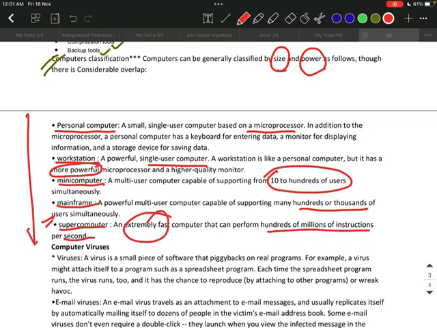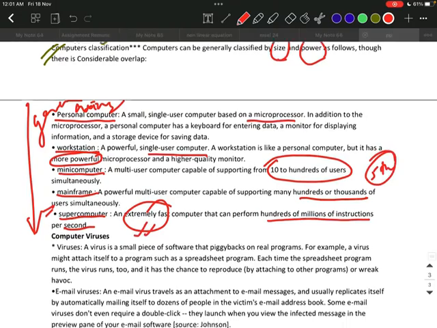सो यू कैन से कि ये जो एरा चल रहा है ये आपके जनरेशन्स वाइज चल रहा है. With the increase of the generations, like right now we are in the 5th generation, so we are dealing with a supercomputer, which is actually an extremely fast computer that can perform hundreds of millions of instructions per second, right?